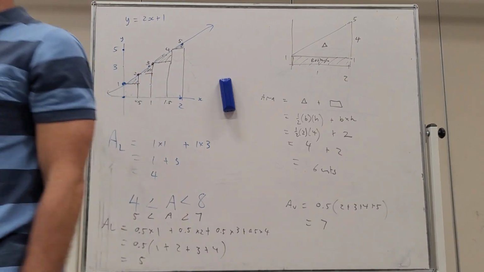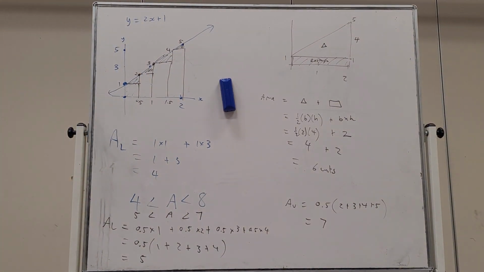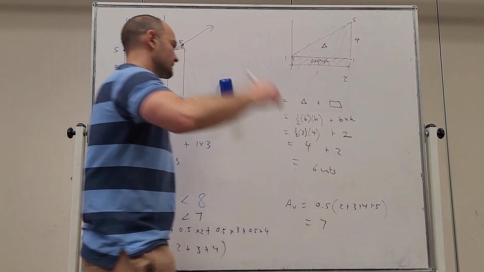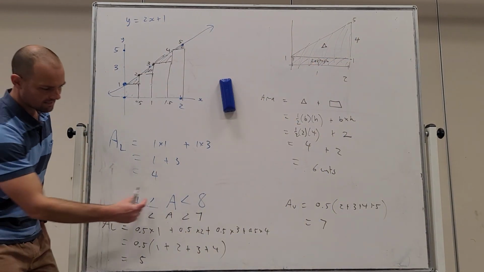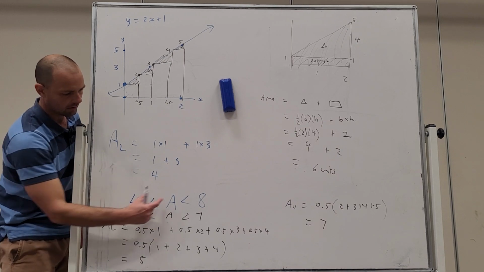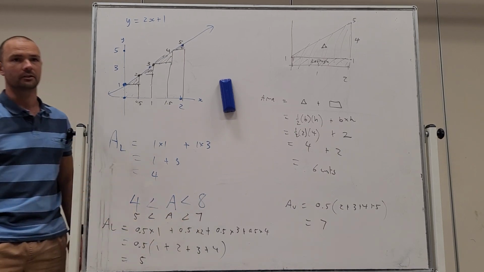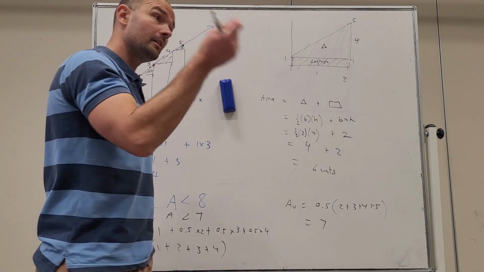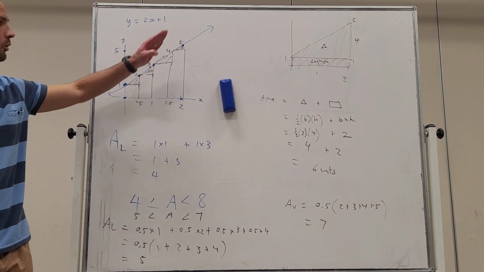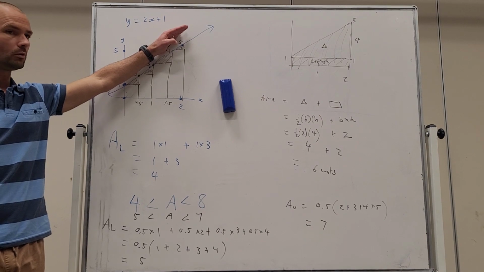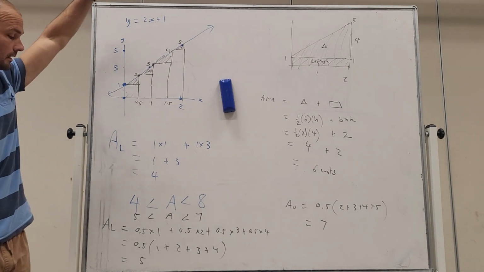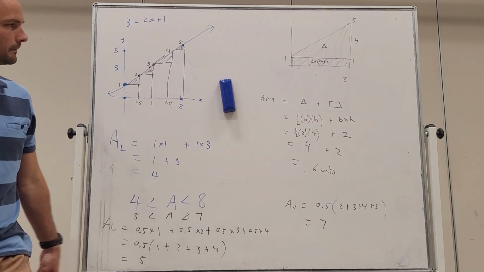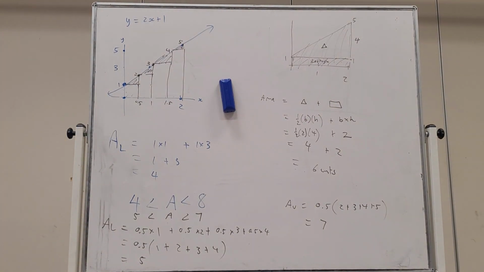Now, what you notice is that's the exact area under the curve. The exact area under the curve is 6, and 6 lies exactly halfway between our lower and upper estimates. Now, this will only be the case when you have the equation of a straight line. It will not work for curves, unless they're symmetrical. It's only the case for a straight line.